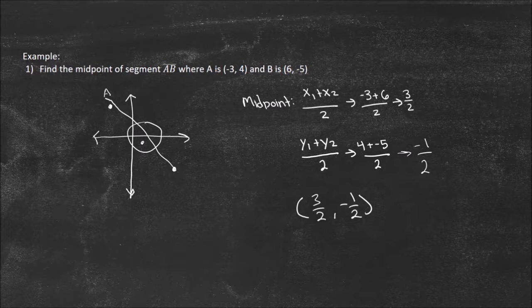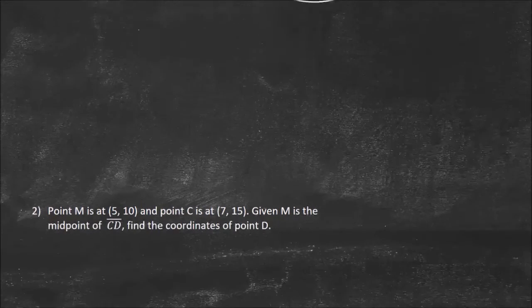So if my lines were straighter and if my points were more exact, it would be right in the middle of the line. It would break it into two equal segments. So hopefully that makes sense. And now we'll move on to the next one.